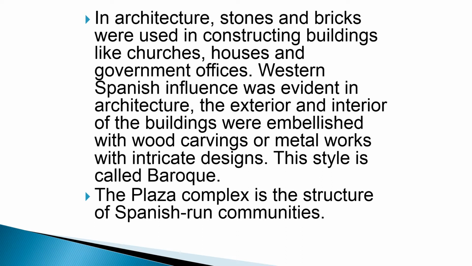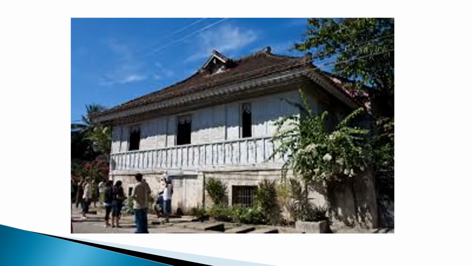The plaza is a wide open space in the middle of the town, surrounded by the three most important buildings in the community: the municipal hall, the church, and the market. Surrounding the areas are the houses of the important Spanish people and local leaders, and in the outskirts are the rest of the people in the community. This is an example of a typical Spanish-era house.